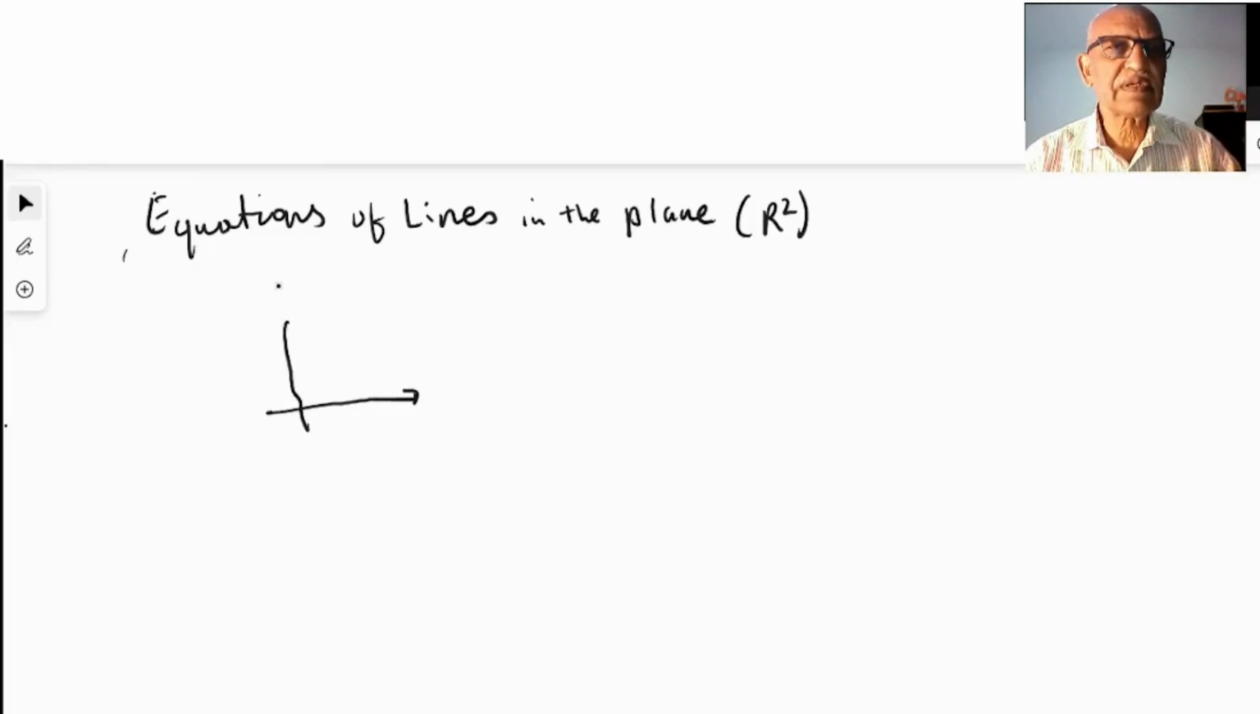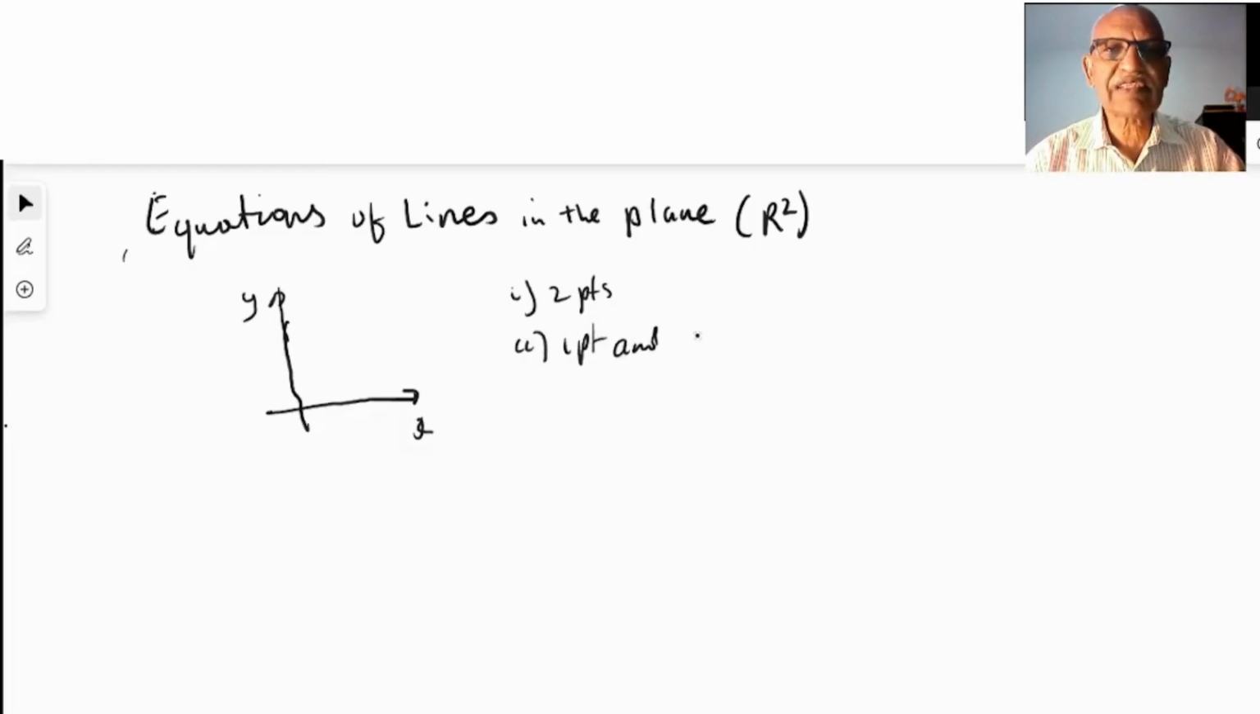So we always have the xy plane only. What do we need to have a line in the xy plane? How do I get a line? I get a line if I have, number one, 2 points. If I have any 2 points, I can get a line. Or number two, if I have 1 point and one direction vector.